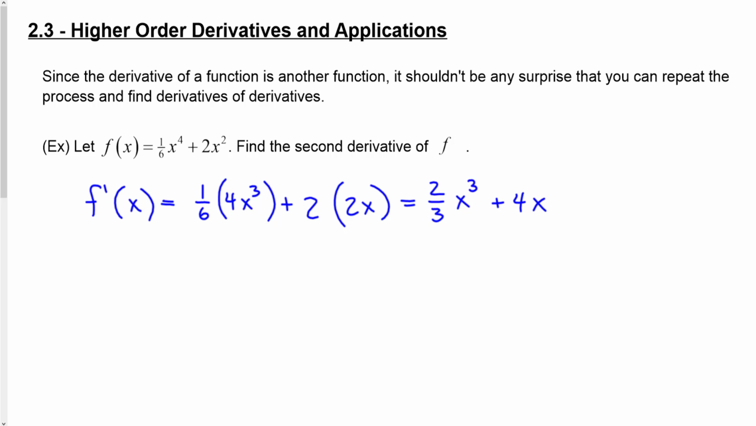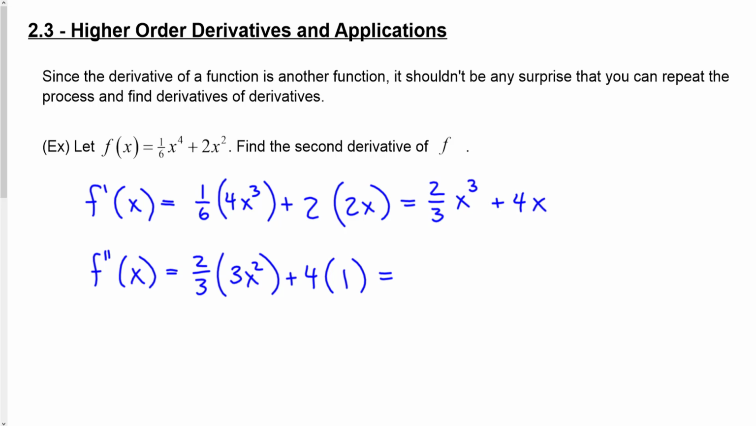There's our first derivative. And if you'll notice, it's a function. There's no reason why we couldn't take another derivative of this function. So the second derivative, we notate that with the prime notation by using 2 prime marks. So f double prime of x, you might say, or generally just the second derivative of f. Then it would be 2/3 times the derivative of x cubed, which is 3x squared, plus 4 times the derivative of the function x, which is just 1.